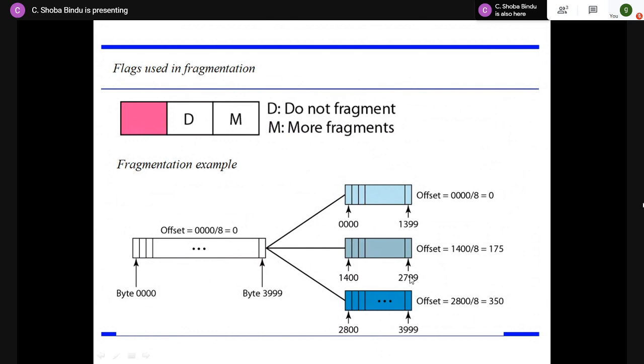This is how you are going to set the fragment offsets. The offset is represented as the first byte number of the fragment divided by 8. So to get the first byte number of a fragment, the offset is multiplied by 8.